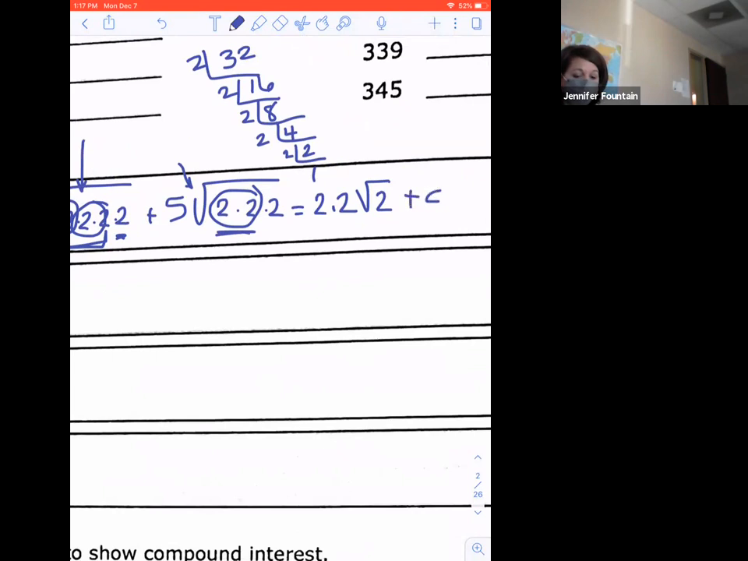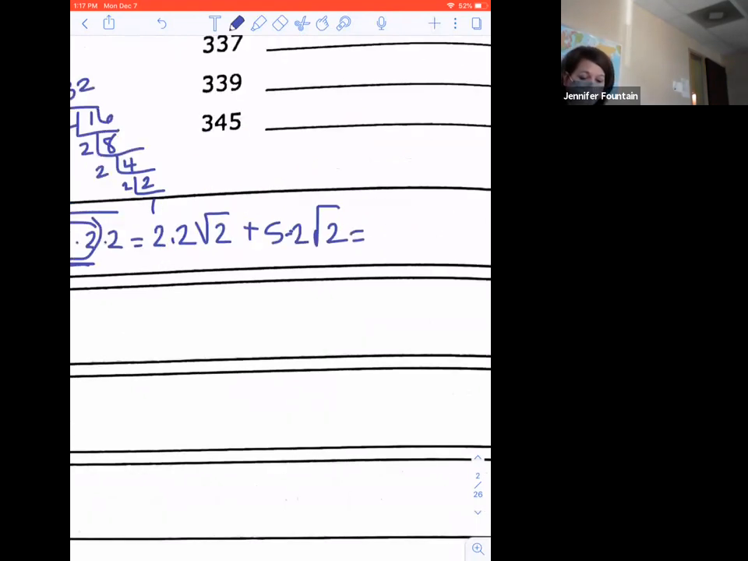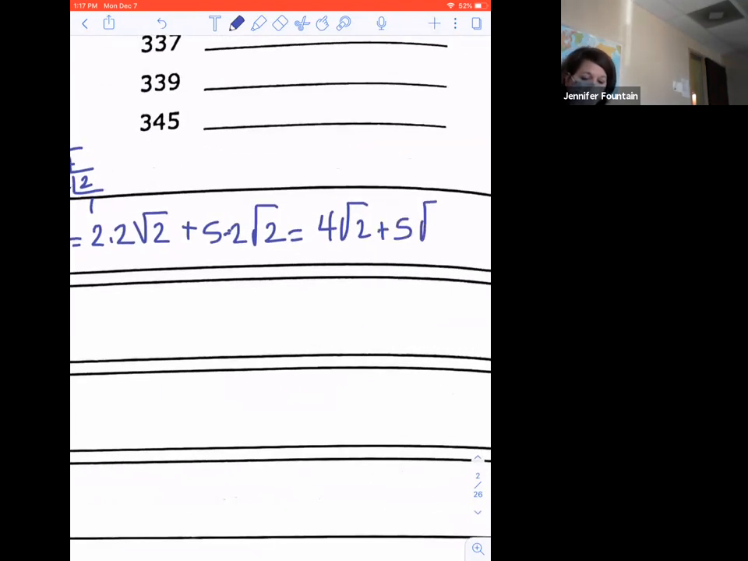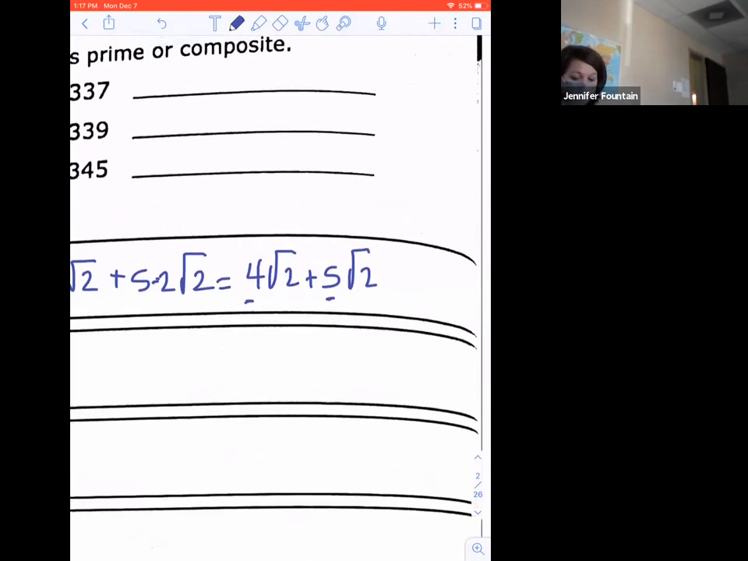Now, remember, I already had a 5, so I'm going to multiply that 2 by 5. And then I've got that one guy left underneath. So now I have 4 times the square root of 2 plus 5 times the square root of 2. Now my radicals are the same. They both have the square root of 2. So when my radicals are the same, I add the numbers in front and I keep my radical. So I have 9 times the square root of 2, okay?